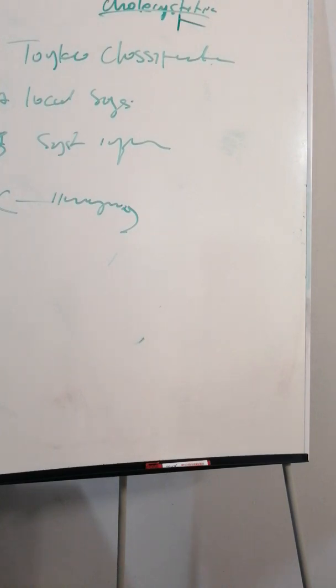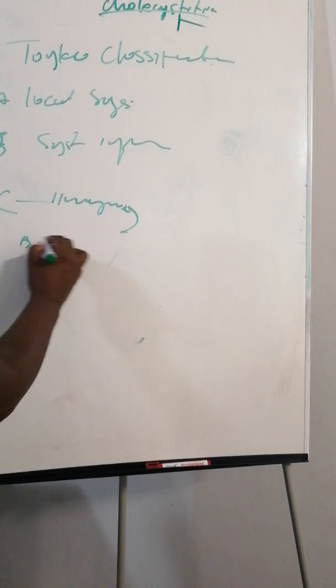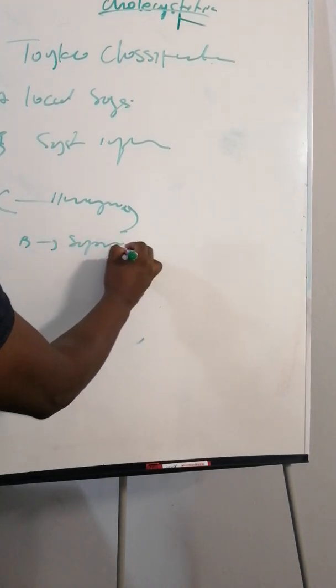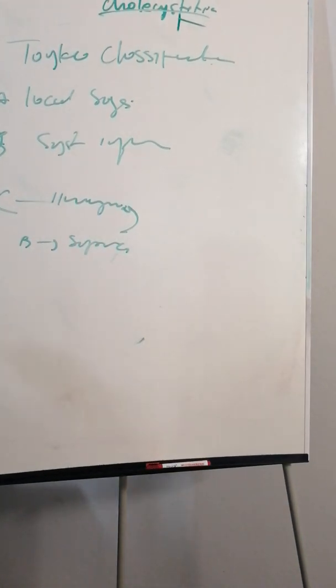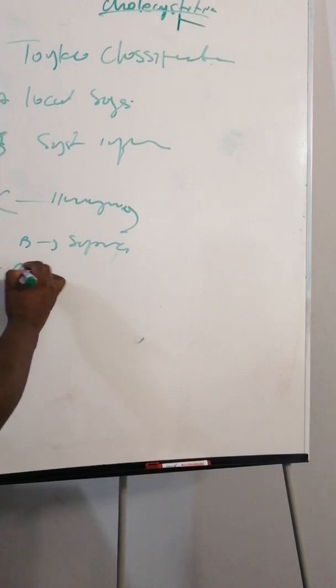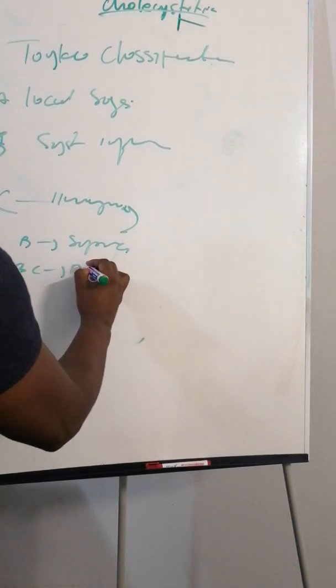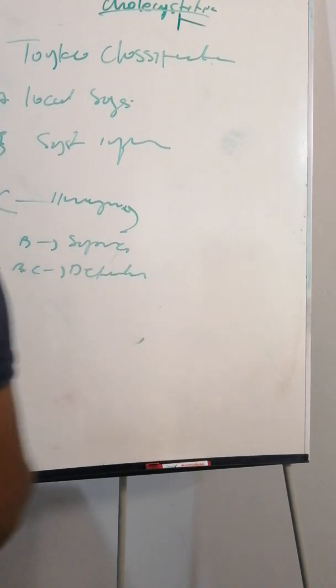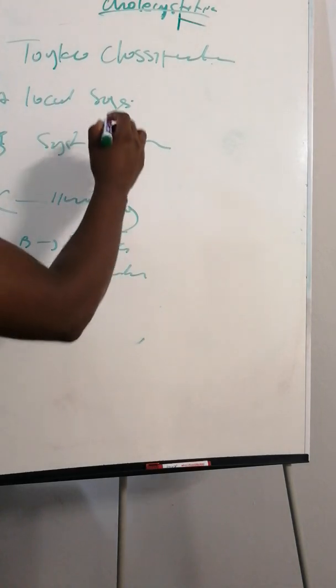So the Tokyo classification says that if you've got a feature in A and B, that is one feature in A and B, then you should suspect cholecystitis. But if you've got a feature in A, B, and C, then definitely you do have cholecystitis. But what are the things that they look at?